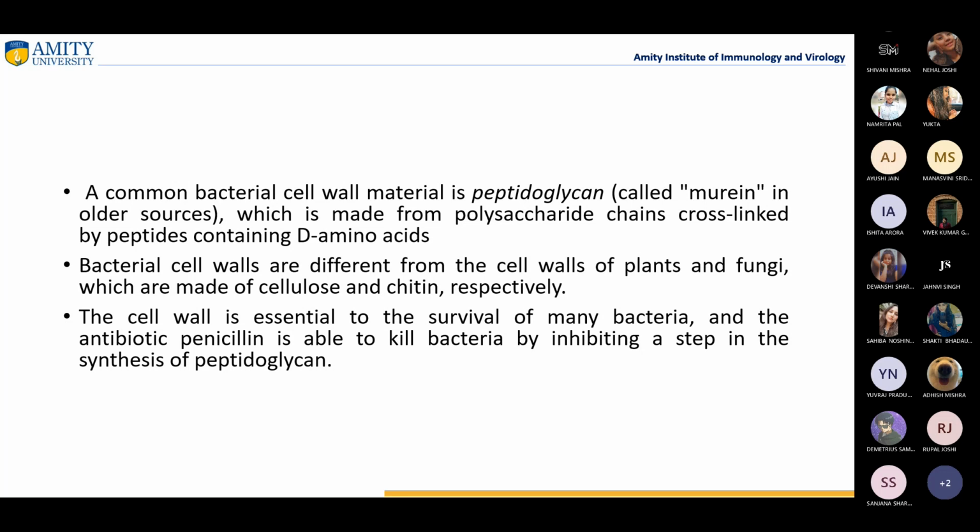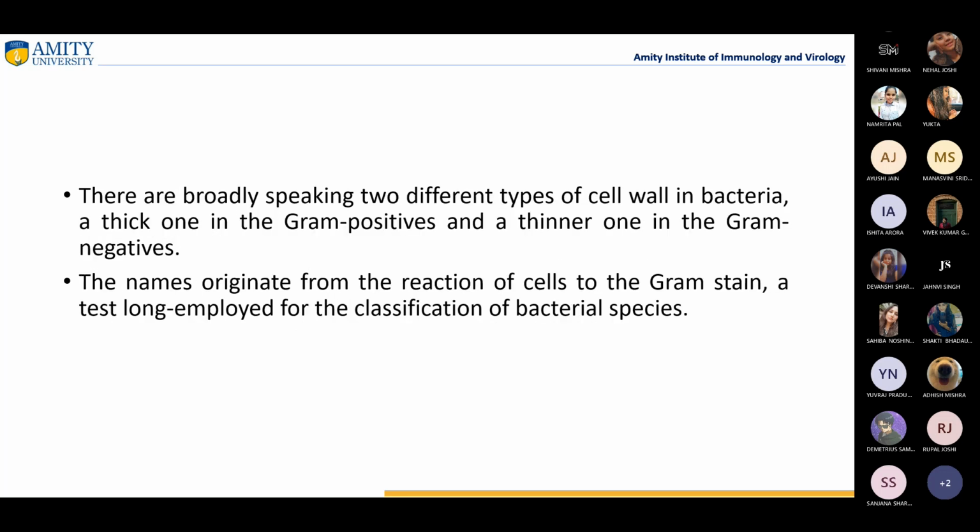The antibiotic penicillin is able to kill bacteria by inhibiting a step in the synthesis of peptidoglycan. So that is how antibiotics act here. Broadly speaking, there are two different types of cell wall in bacteria: a thick one in gram positive and a thinner one in gram negative. So this is the basis for the gram stain also.